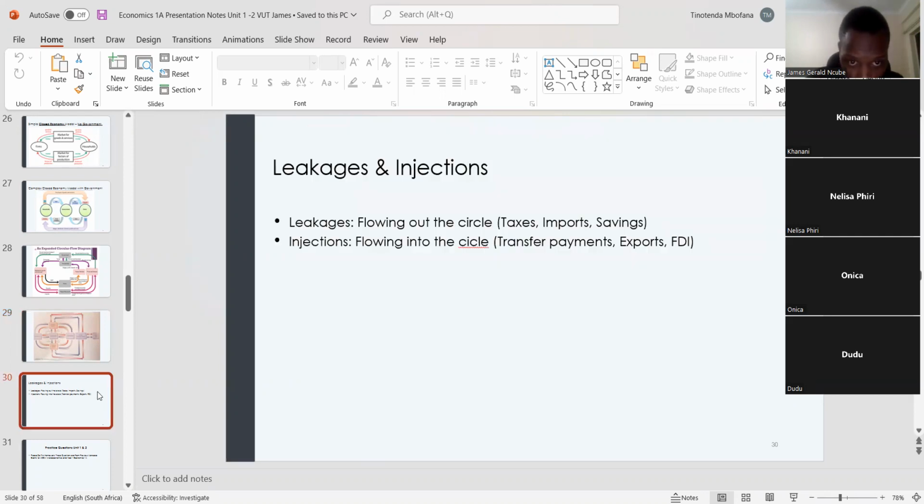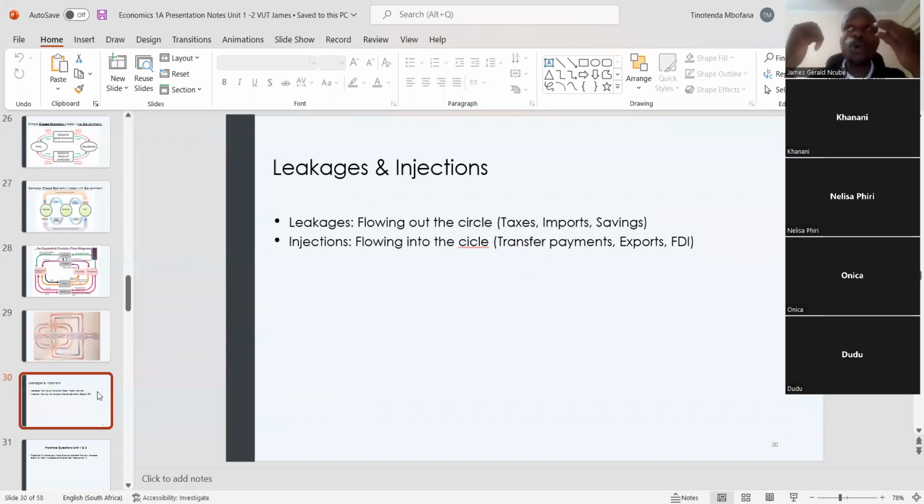So ladies and gentlemen, this brings us to the end of what I wanted us to talk about for today. Of course, the issue of leakages and injections. Let me talk about that a little bit before we start on the questions. I've already explained some of this, where I said leakages represent something that is going out of the circular flow of income. For example, taxes. You get your income, it's taxed by the government, which means it reduces the flow of income. For example, imports.